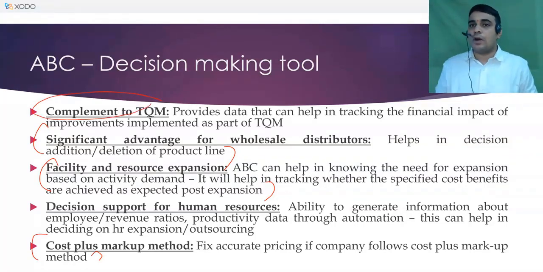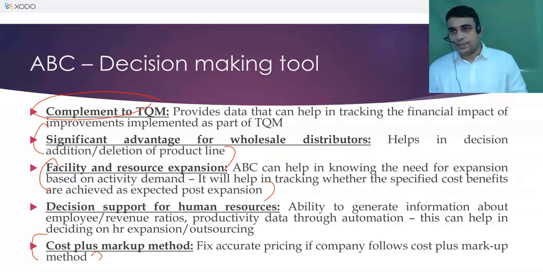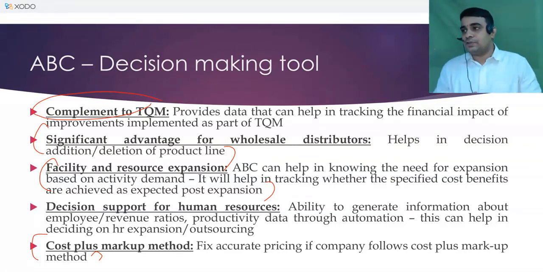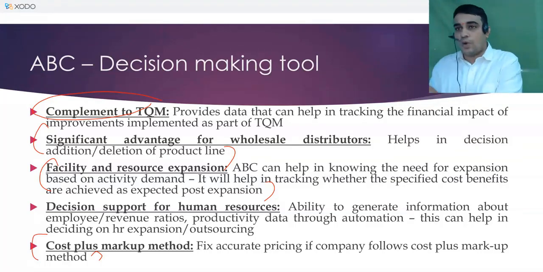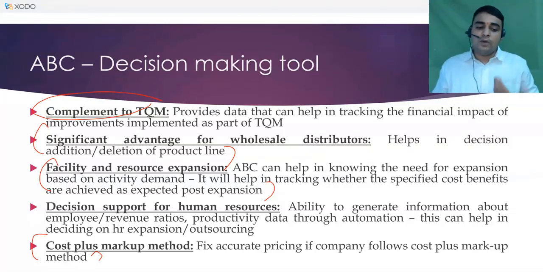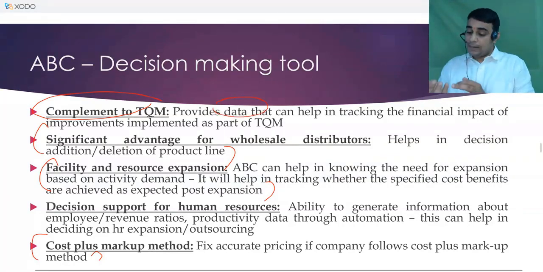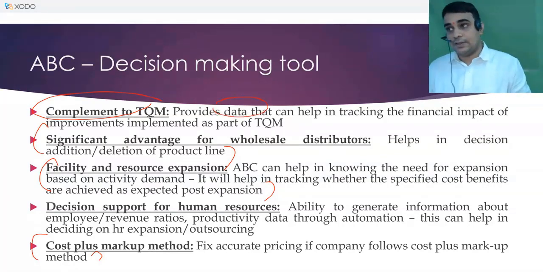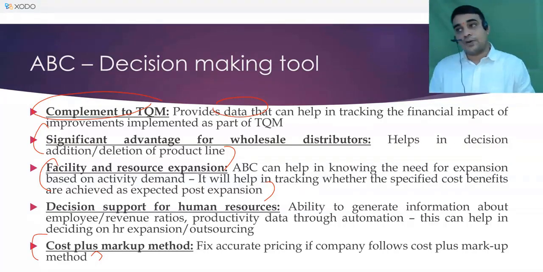Complement to TQM. What is complement to TQM? When you implement total quality management, there are certain improvements which you expect on the quality side and ultimately on the cost side. Quality will improve, but ultimately the overall cost of the organization will also come down. Now this ABC will provide data. What data can it provide? It can provide data on percentage of rejection. It can provide data on the cost of quality.